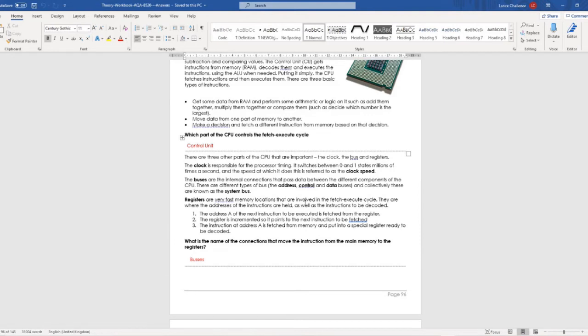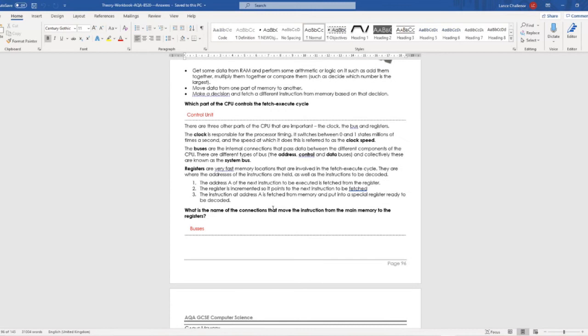There are 3 types of buses, which 3 different types of things travel along. So you've got your control, you've got your addresses, and you've got your data. Each of these 3 pieces of information travel on separate buses, but together they're known as the system bus.